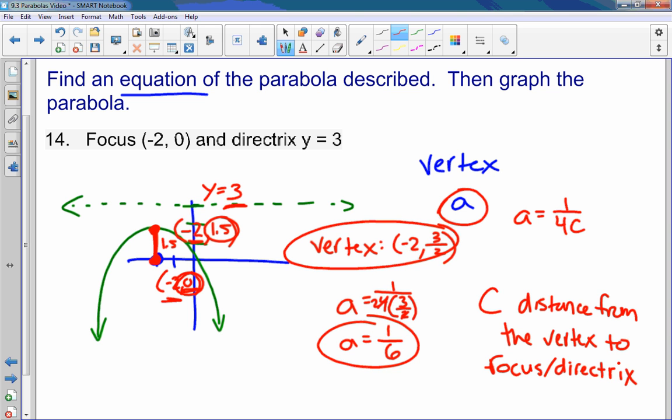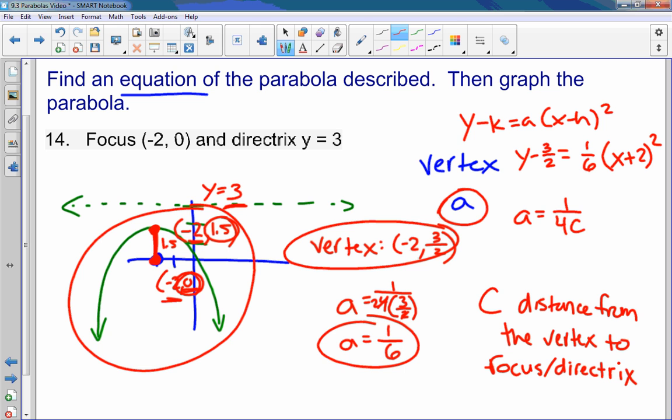So I can put this all together, the vertex and the a value. Because it's opening down, it's going to be y minus k is equal to a times x minus h squared. So y minus 3/2, because that's the y value of the vertex. My a value is 1/6, and my h value is -2, so it's going to be x plus 2 squared. Now, this parabola is opening down, which means my a value has to be negative.